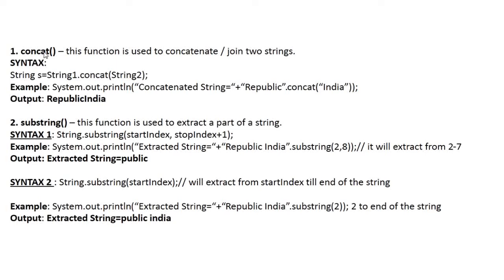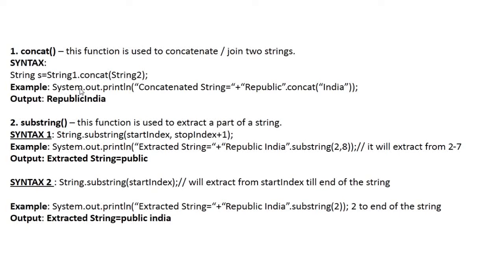Concat is concatenation, joining of strings. This function is used to concatenate or join two, or it can be more, strings. The syntax says string1.concat(string2). So with this, string2 will be concatenated or joined, and that will also be a string. Therefore it will go in a string variable called s.